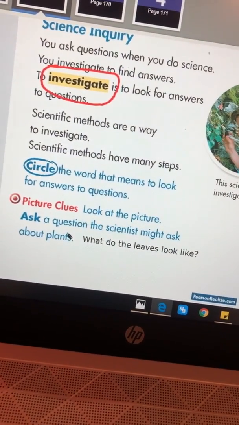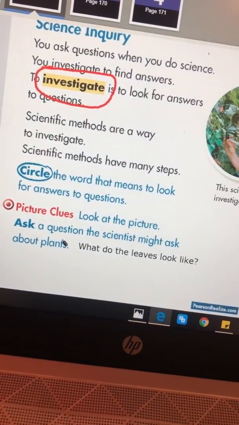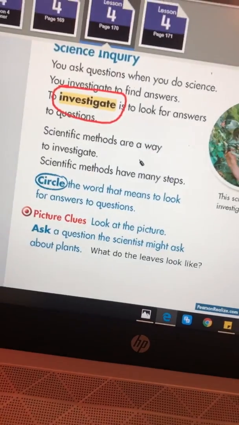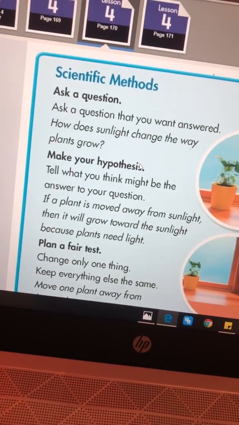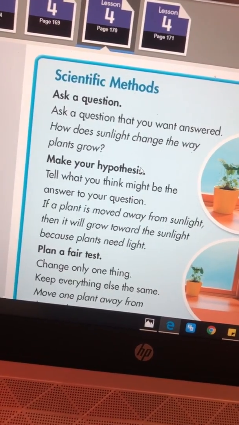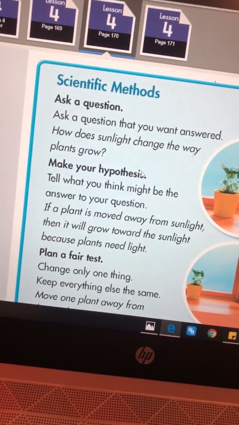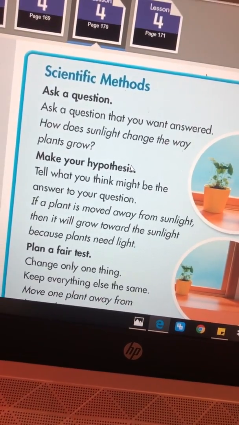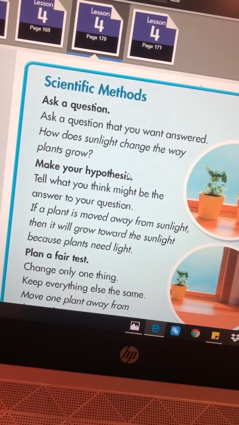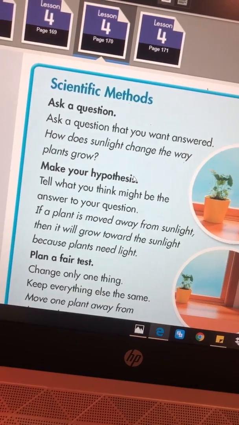Okay, now let's move to the second page to learn the steps of the scientific methods. So how can you make a scientific method to investigate? Scientific methods have many steps. First step is to ask a question. So you have to ask firstly a question that you want answered.